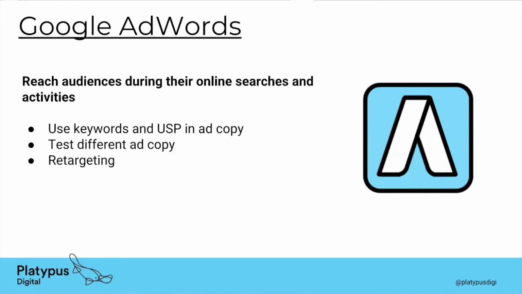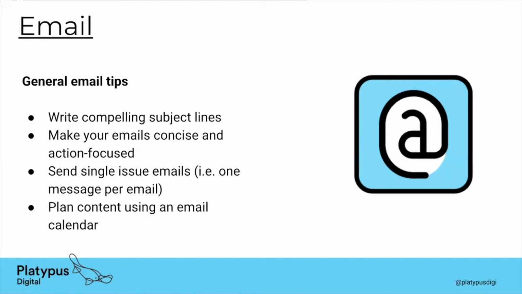And reach audiences during their online searches and activities through making sure there's keywords and a good USP in your ad copy. Think about what's unique about your campaign and try to emphasize that in your ads as much as possible. And then again, test your ad copy and consider retargeting as well. That's bringing people back to the website when they've been there previously.